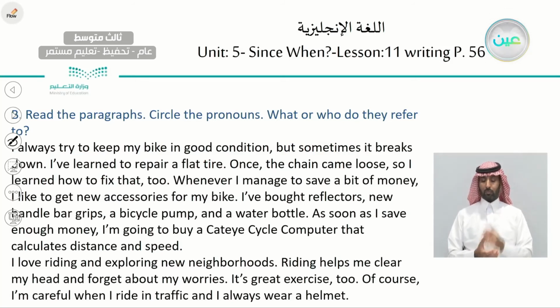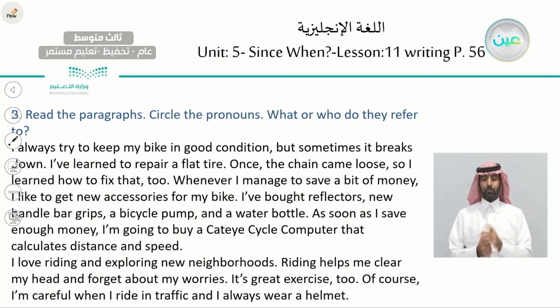I always try to keep my bike in good condition, but sometimes it breaks down. I've learned to repair a flat tire. Once the chain came loose, so I learned how to fix that too. Whenever I manage to save a bit of money, I like to get new accessories for my bike. I've bought reflectors, new handlebar grips, a bicycle pump, and a water bottle. As soon as I save enough money, I'm going to buy a cycle computer that calculates distance and speed.